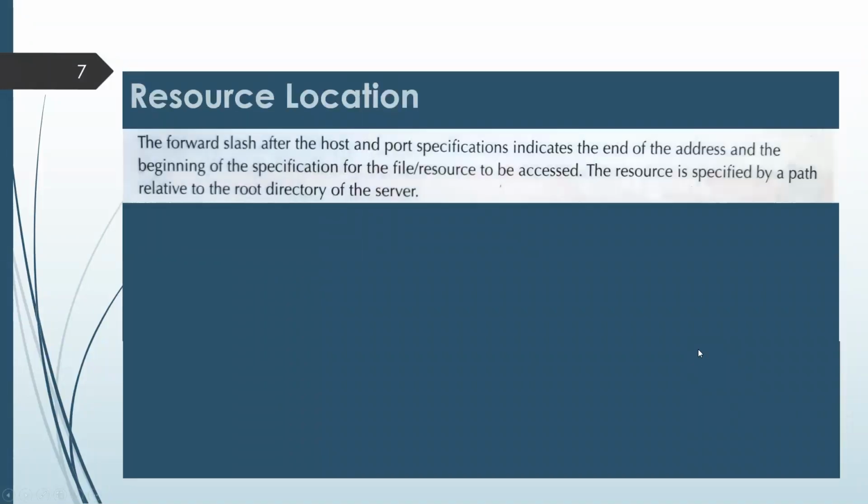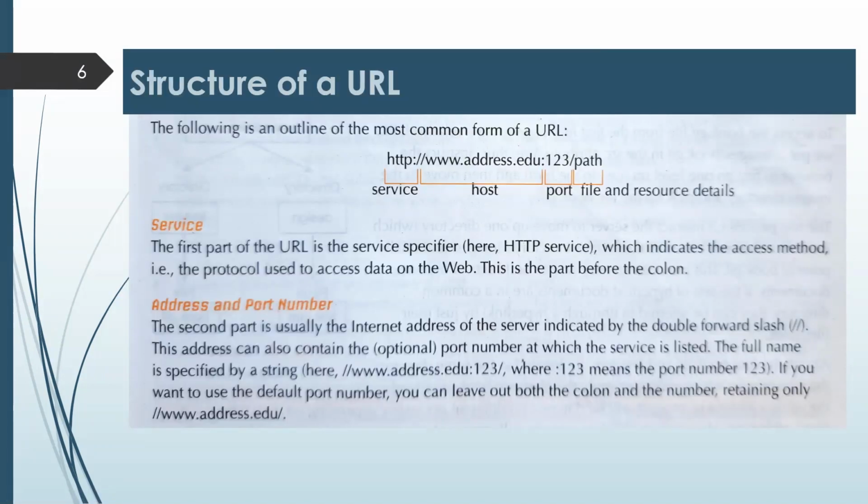Resource location. The forward slash after the host and port specifications indicates the end of the address and the beginning of the specification for the file of the resource to be accessed. The resource is specified by a path relative to the root directory of the server. Okay, you can see here the resource location, the forward slash. Which is the forward slash? I'll show you here. This is the forward slash. This is this part. This is the one, forward slash.